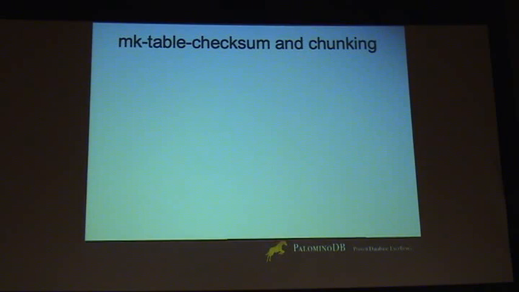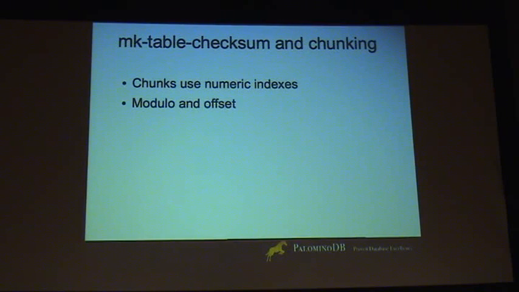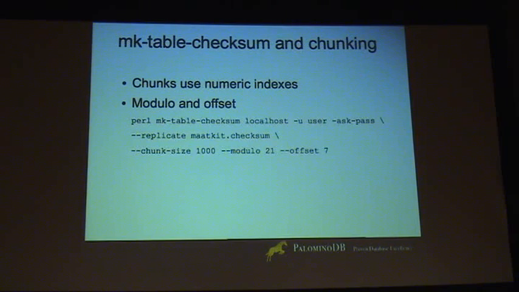But you can, like I said, use chunks. Chunks also use numeric indexes. You give it a modulo and an offset. So basically you divide it into X number of pieces using the numeric index, and then do this piece. For example, after the first two lines we know, --chunk-size 1000. That's going to do 1,000 rows or approximately 1,000 rows based on the metadata. Modulo 21, offset 7. What that means is divide it into 21 parts, and the offset is 7.